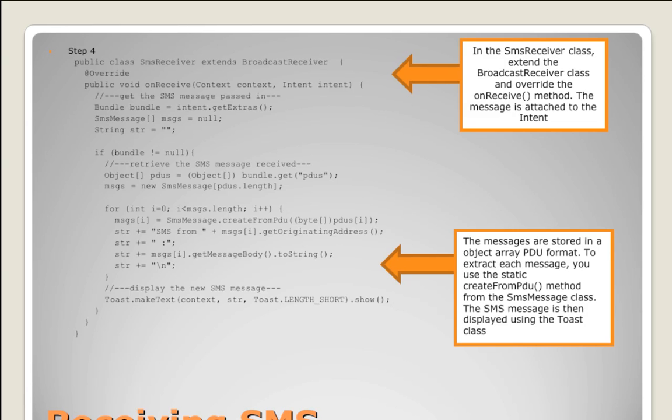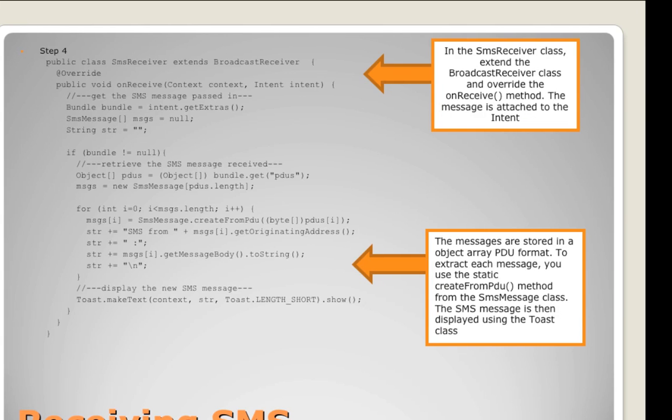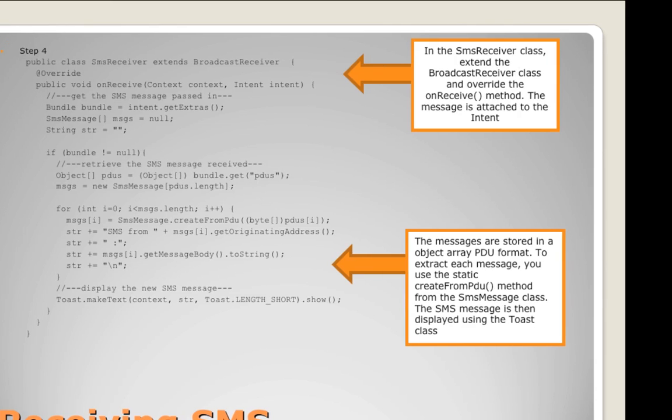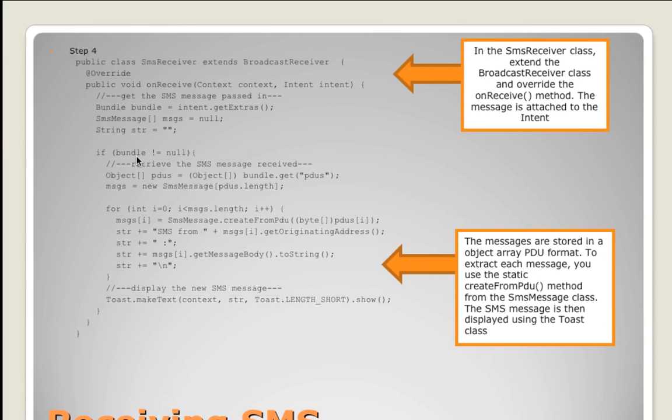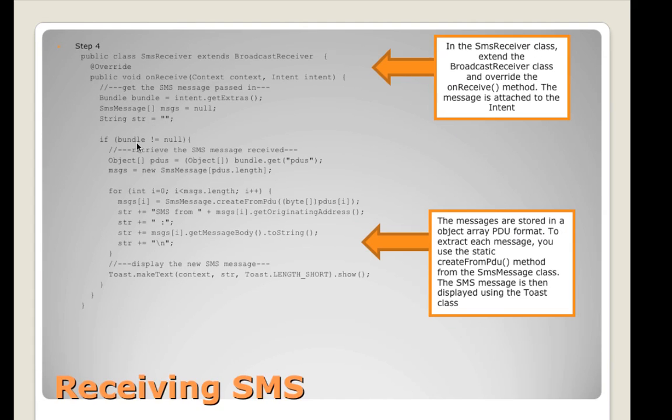And so the message is stored in an object array, in PDU format. To extract the message, use the static createFromPdu. The text format itself is in a format for which you have to parse and extract the information to be used for display, like the from, the to, the text body. So it's basically like the body of an email message in a lot of ways, where you have to extract the different parts of the message, or the packet, I should say. The SMS message is then displayed using a toast class at the end of this.